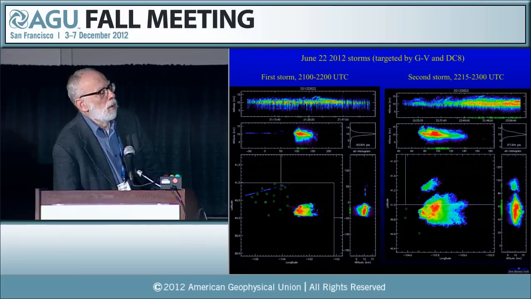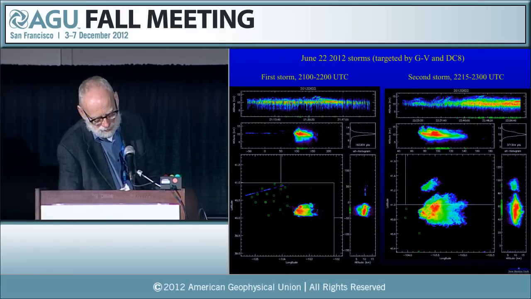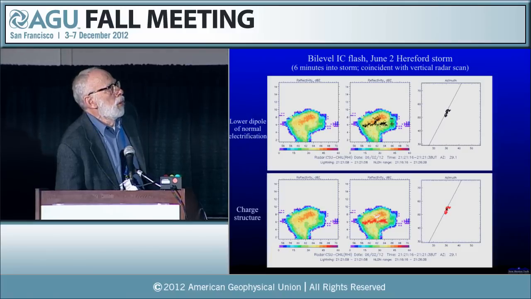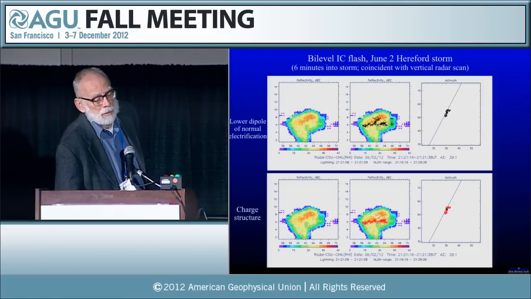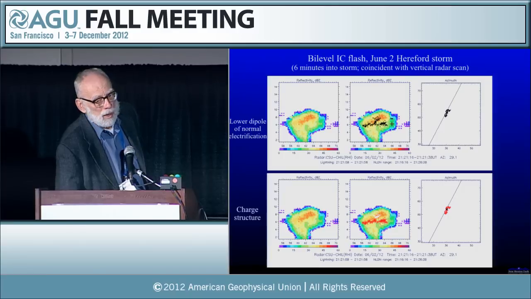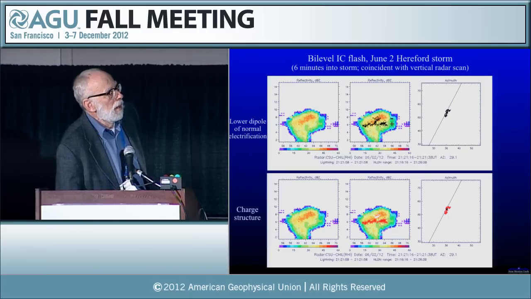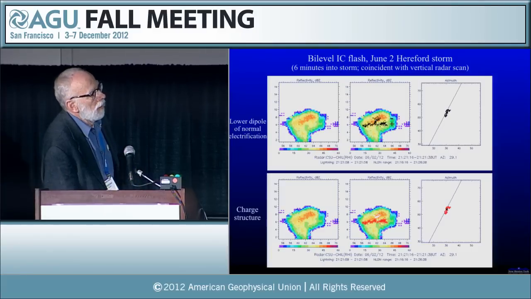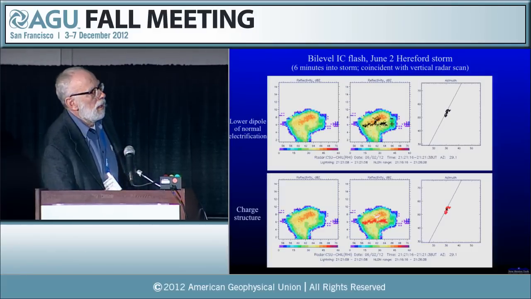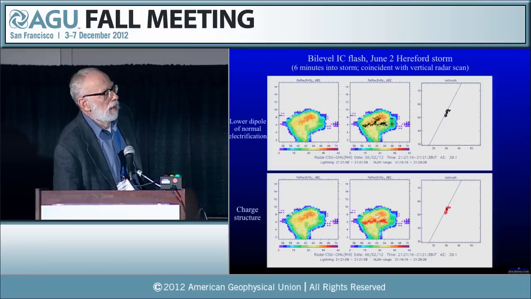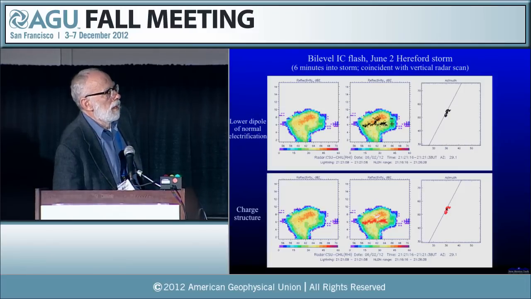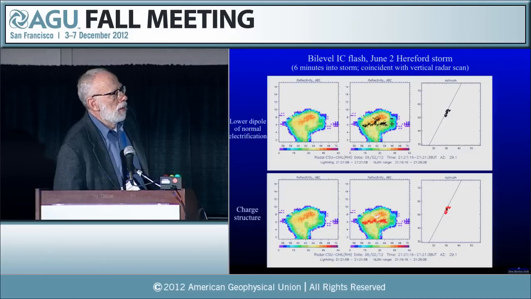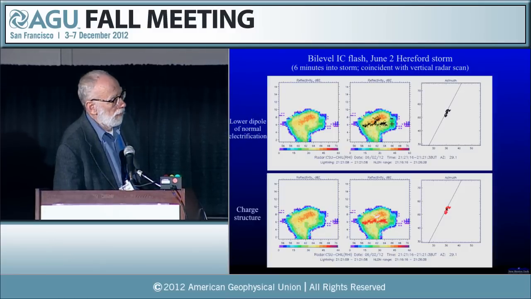The question is why did this storm not produce cloud-to-grounds, since it essentially had a normal type electrification structure? The answer is that the lower positive charge, or the lower dipole, was much stronger. We can infer from that the lower dipole is much stronger than the upper dipole. And so there was enough lower positive charge to just prevent it from going on down to the ground.